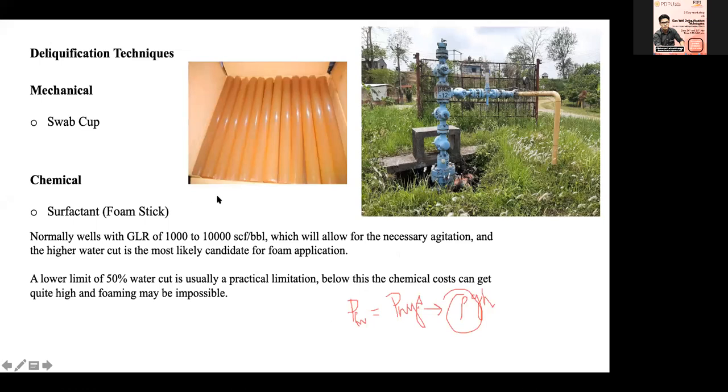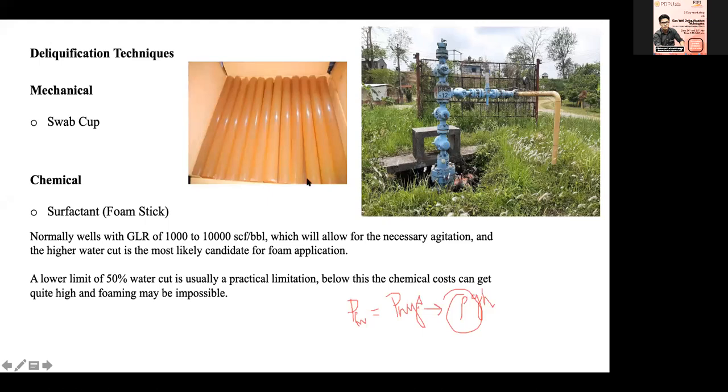where you are using your foam stick or the surfactant. Also, you can do liquid batch injection. You can inject from this line or this line, depending on your requirement.